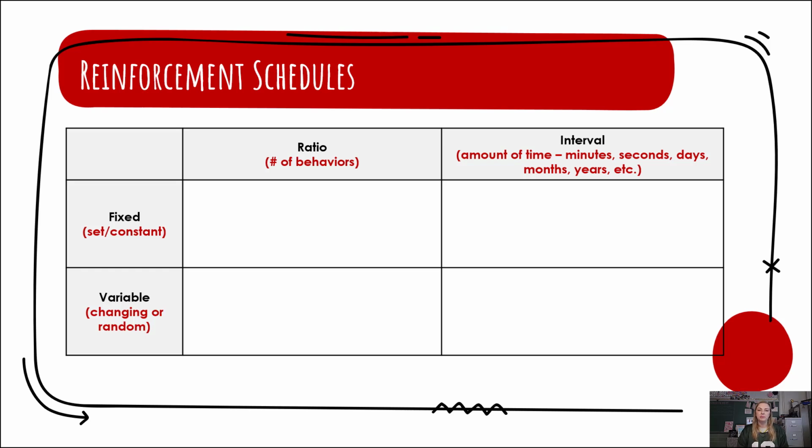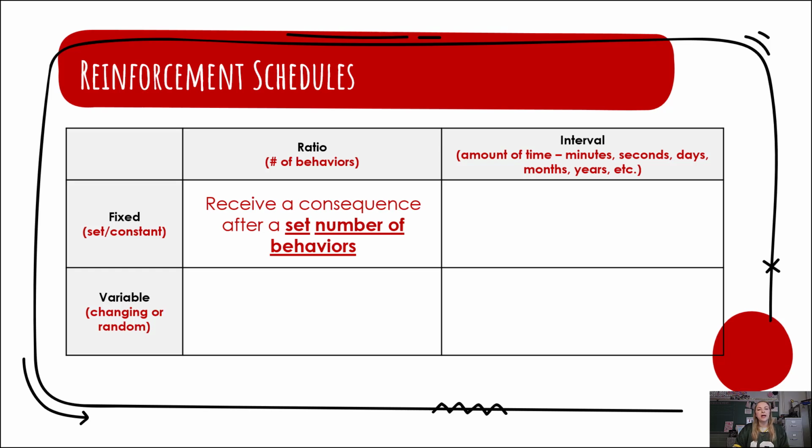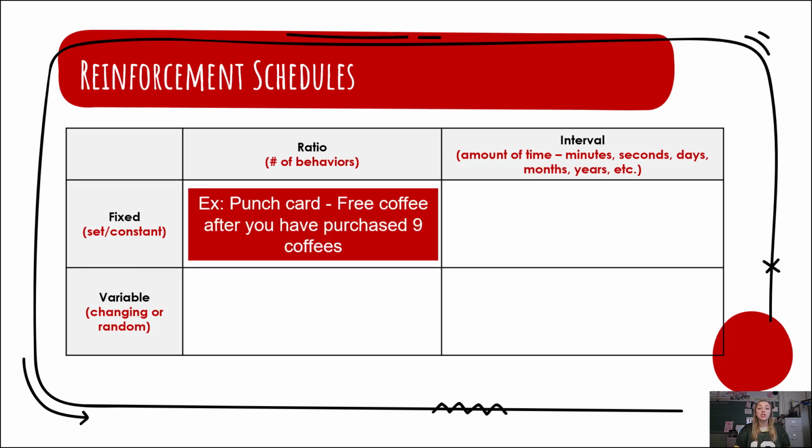Ratio is going to be a consequence happens after a number of behaviors. Interval means that a consequence happens after an amount of time, like minutes, seconds, days, months, or years. So, fixed ratio reinforcement would be receiving a consequence after a set number of behaviors. An example of this might be a punch card at Starbucks or Mama D's. Free coffee after you've purchased 9 coffees.